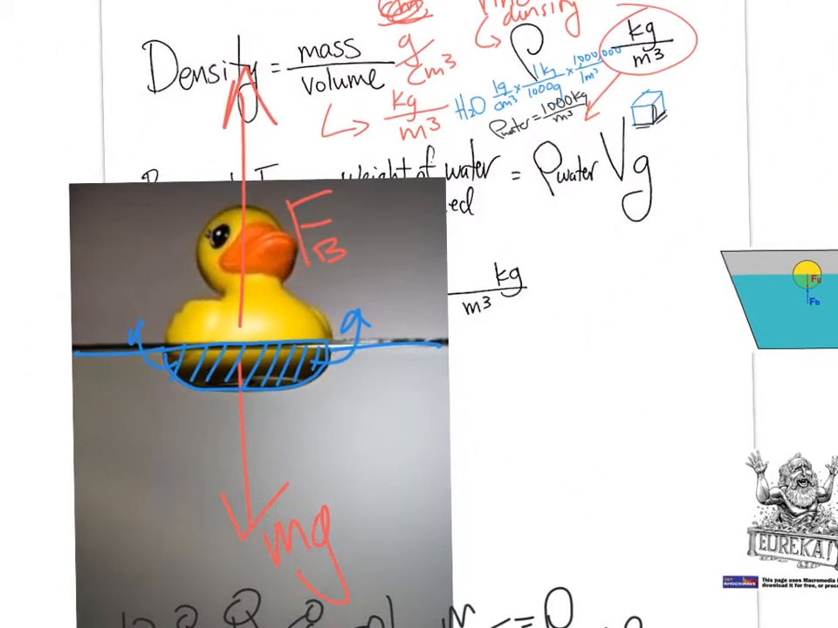So the idea is that this is the bottom line: the buoyant force is equal to the weight of water displaced. So this much water weighs as much as the ducky, because the buoyant force is canceling out the weight of the ducky. So the weight of the ducky is equal to the weight of that much water, and that's the key concept to get here. So I'm going to say that once more. The weight of the ducky is equal to the weight of that much water.